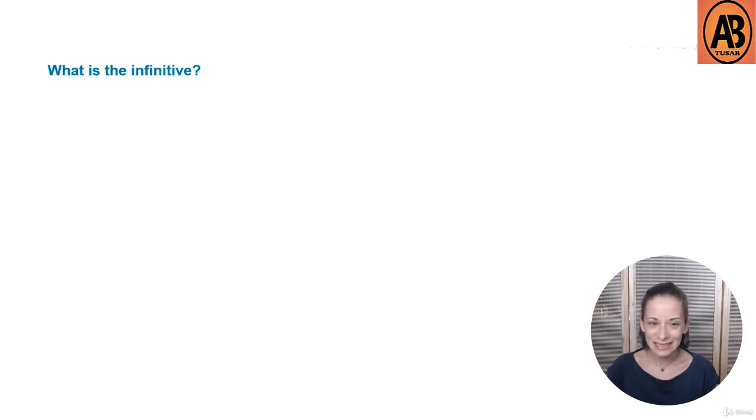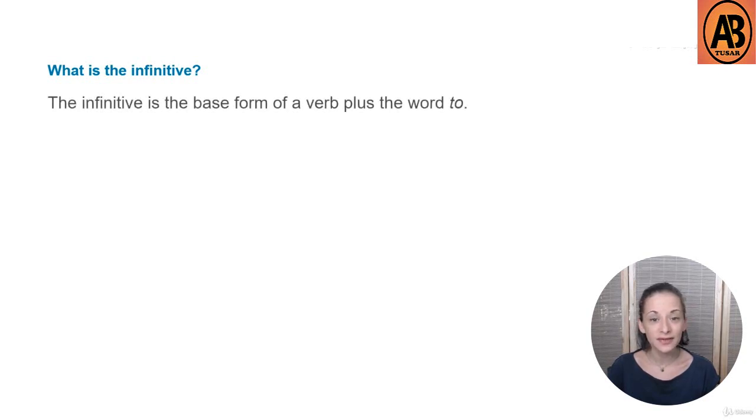So what is the infinitive? Well, the infinitive is the base form of a verb with the word to. For example, the base form is swim and the infinitive is to swim. Go, to go, and visit, to visit.